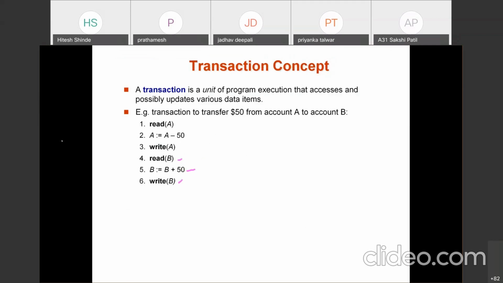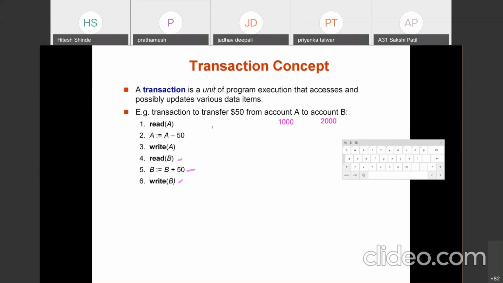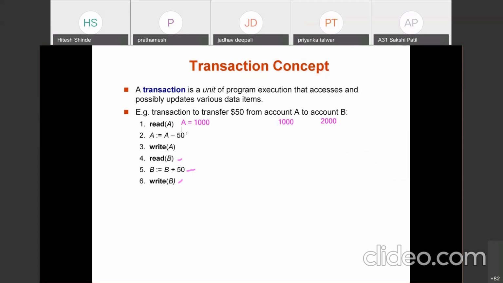Now consider that initially in account A there are 1000 rupees and in account B there are 2000 rupees. So how does this transaction execute? Initially it reads the value of A. What is A? A is equal to 1000. Next, what is given here? A = A - 50. So what happens here? A becomes 950. That value is written here, so A is equal to 950.